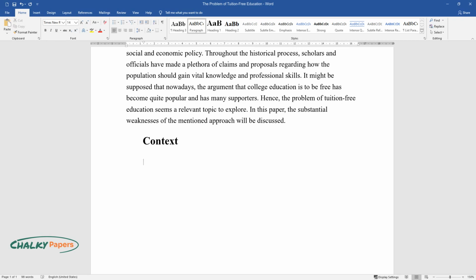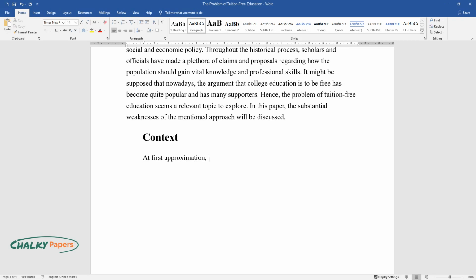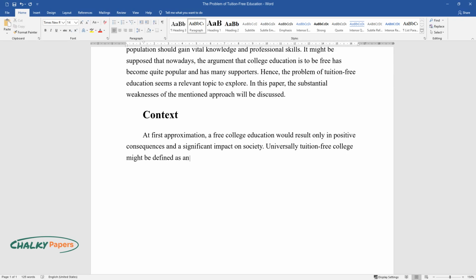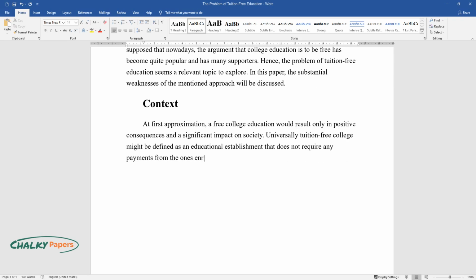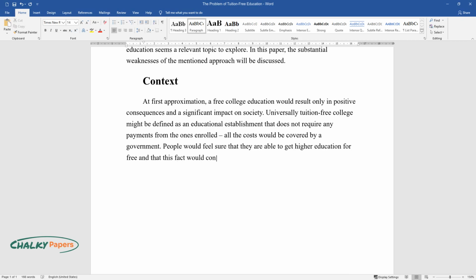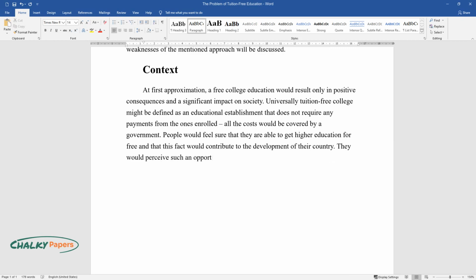Context. At first approximation, a free college education would result only in positive consequences and a significant impact on society. Universally tuition-free college might be defined as an educational establishment that does not require any payments from the ones enrolled. All the costs would be covered by a government. People would feel sure that they are able to get higher education for free and that this fact would contribute to the development of their country. They would perceive such an opportunity as an undoubtful key to a successful future for everyone.